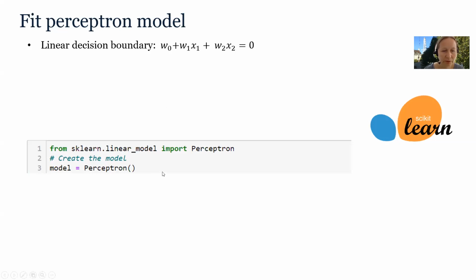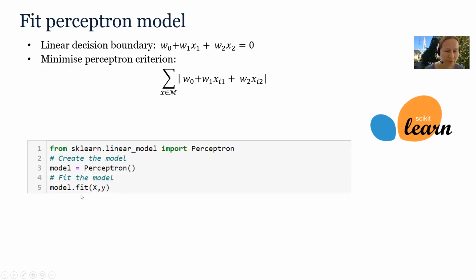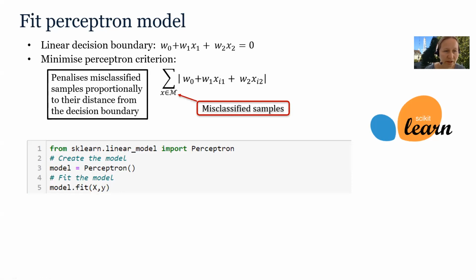So here we can see how we can import and create an instance of a perceptron model. And a perceptron model will fit a linear decision boundary. So this is an equation for two features, x1 and x2, and you see that we have 3 parameters to fit. The fitting is performed using the function fit, and for perceptron, it will minimize the perceptron criterion. The perceptron criterion penalizes misclassified samples proportionally to their distance from the decision boundary.